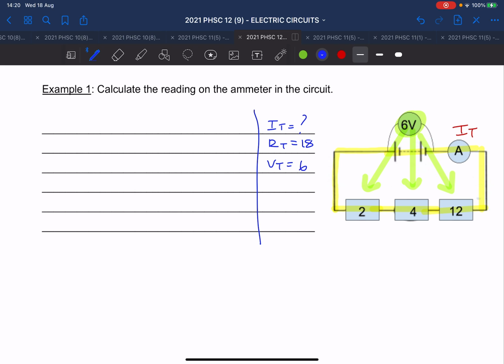Okay, so now we want the current. If you look at the formula that will be on your data sheet, that is the formula. Remember, you always write it down exactly like they give it to you. Then you substitute values.